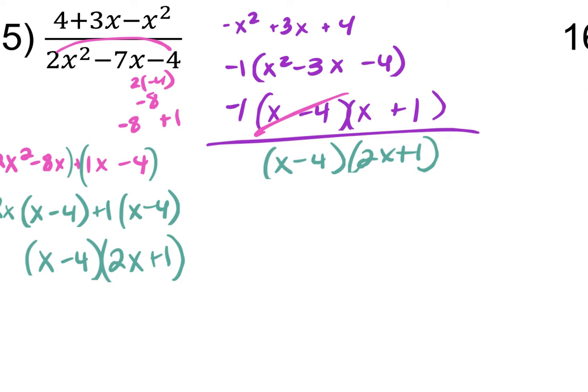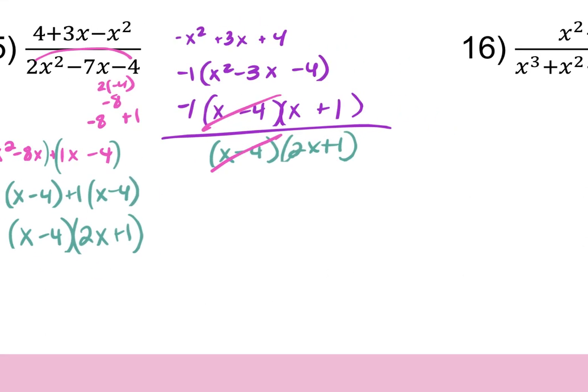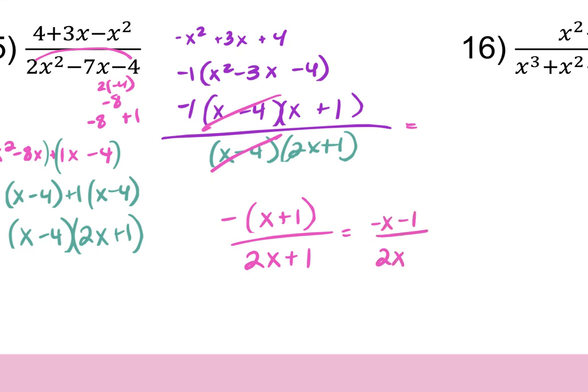This time, the x minus 4's cancel. And I end up with, and again, the negative out on the front, negative x plus 1 over 2x plus 2. Or you could distribute that: negative x minus 1 over 2x plus 2. Those would both work as answers.